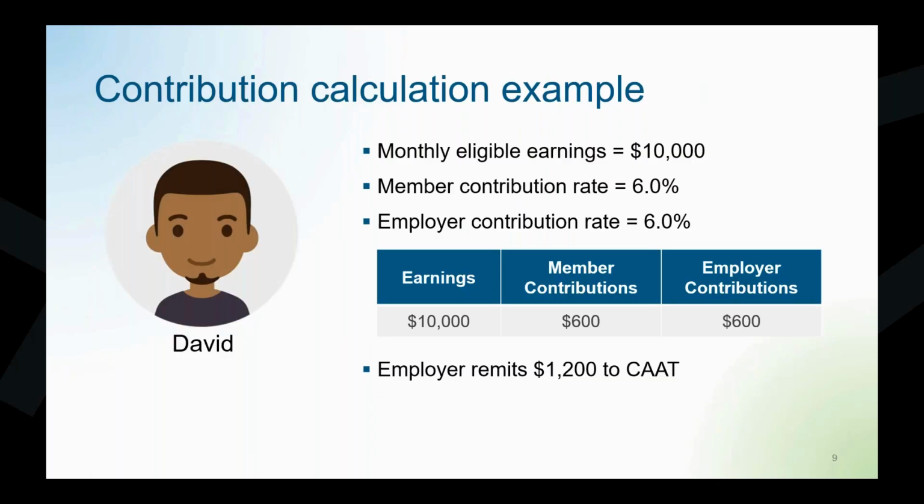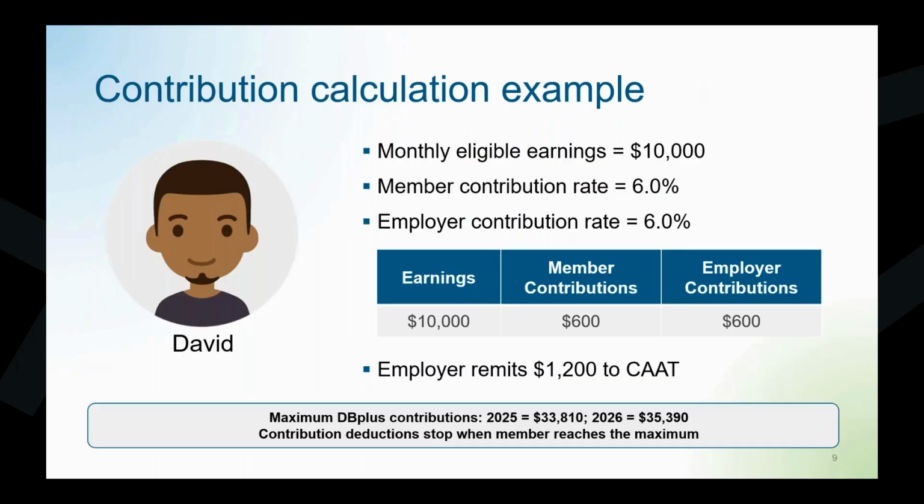If in the following months, David's earnings change, his contributions would also change. David's contributions don't reach the annual maximum contribution limit, but if you have high earners who reach the maximum within the year, you would stop deducting contributions for the member for the remainder of the year.